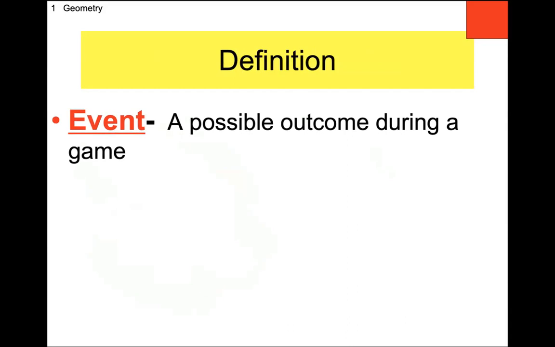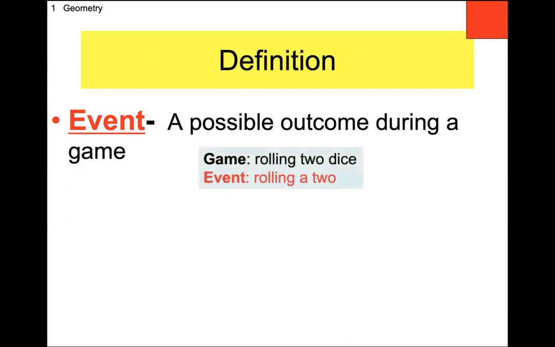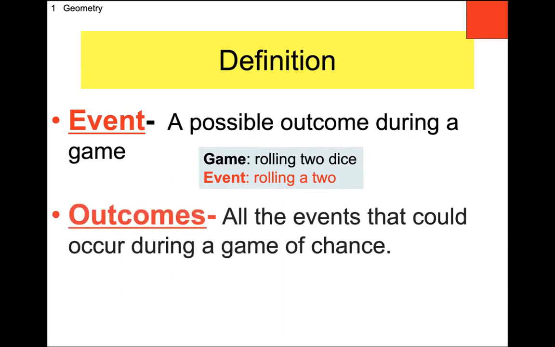That's our first definition. The second definition is, well, think about everything that could happen when you play that specific game. Now, the game is rolling two dice. One of the events would be rolling a 2, but if we think about it, I could roll a 3, I could roll a 12, I could roll a 10. Sometimes there's more than one way of rolling something. For instance, rolling a 4, I could roll a 1 and a 3 or a 2 and a 2. If I combine every single possible event that could occur when I play this game, all of those together are called outcomes. So outcomes are all the events that could occur during a game of chance.